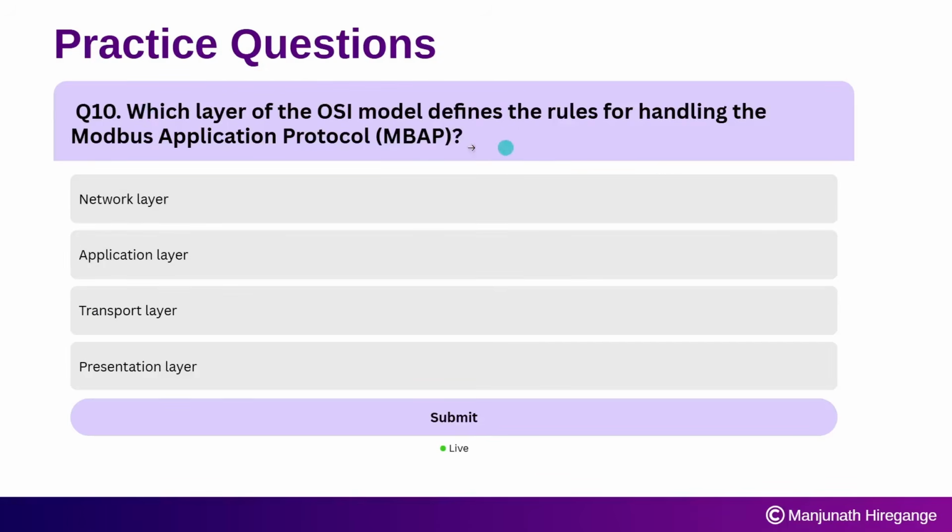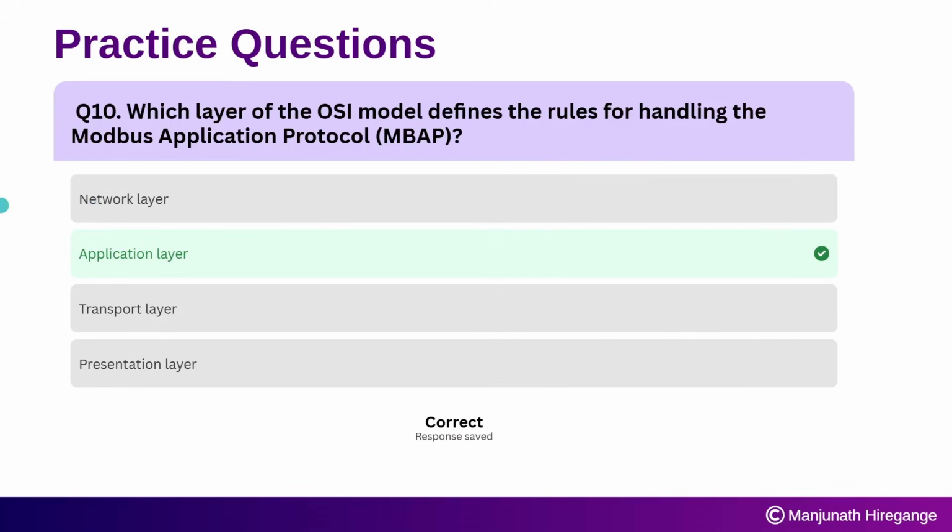So here is the last question for this video. Which layer of the OSI model defines the rules for handling the Modbus application protocol, in short MBAP? Network layer, application layer, transport layer, or presentation layer? So the right answer is application layer.